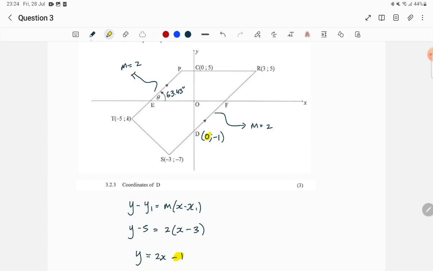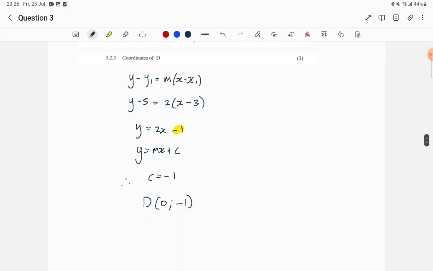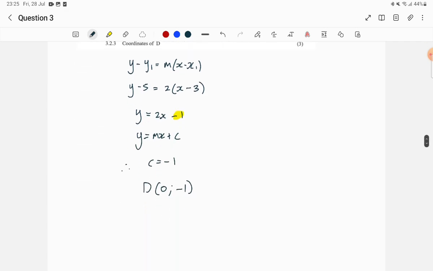So we could have equated 3 different equations for gradient, because we have the entire gradient of RS, which is 2. We split that entire line into 2 parts, RD and DS. We have one coordinate each, and we have that 0. So our only unknown would have been y, and that is that alternative approach. But you should come to an answer of 0 and minus 1.